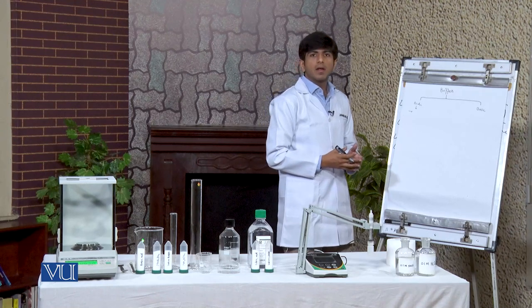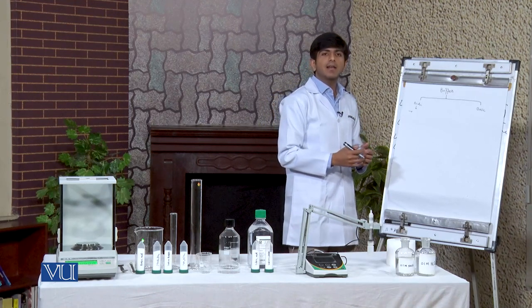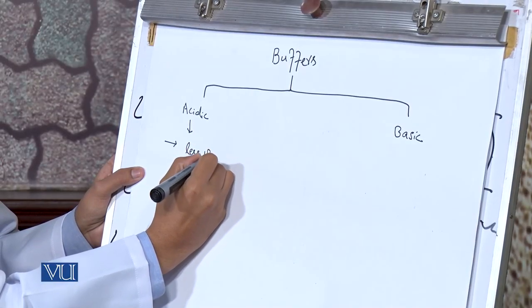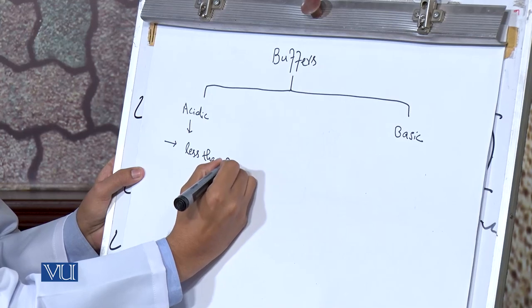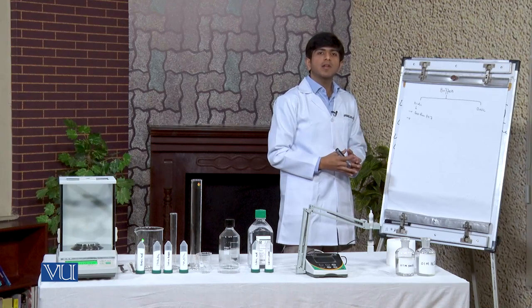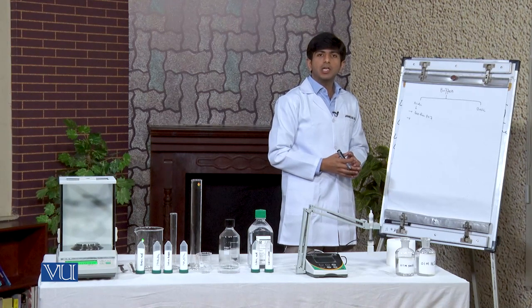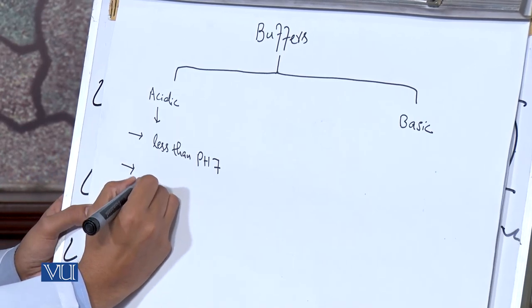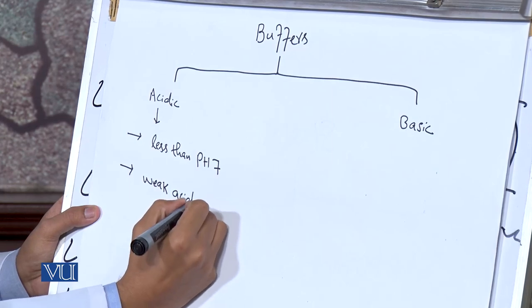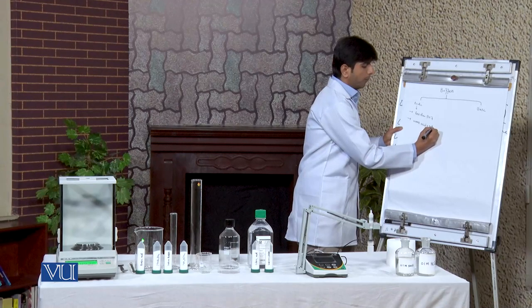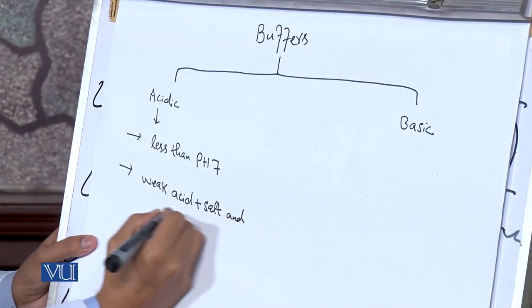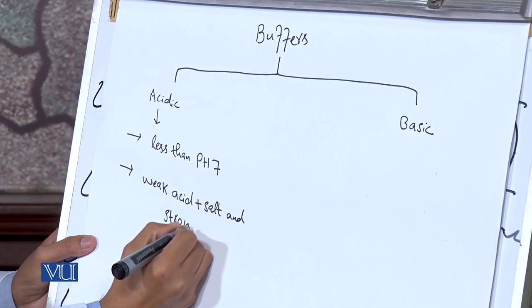Acidic buffers usually have a pH of less than 7. Acidic buffers are usually formed by the addition of a weak acid plus a salt and strong base.